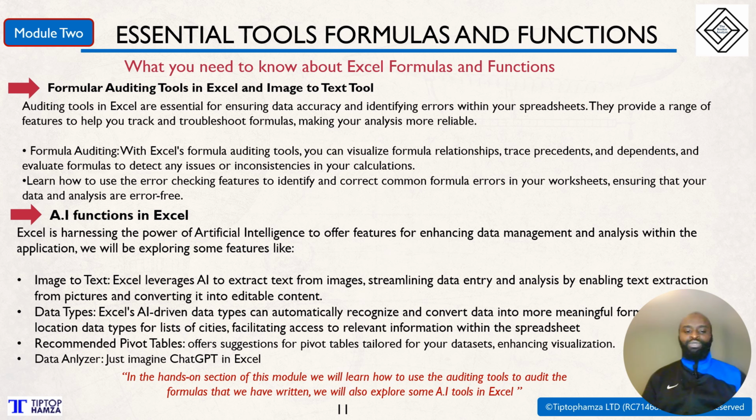So we have data types, which are Excel AI-driven data types that can automatically recognize and convert data into a meaningful form. One of the data types is geographic location, which is used for listing cities and facilitating access to relevant information within the spreadsheet. We have recommended pivot tables, which with two clicks recommend pivot tables for you, tailored for your data set and enhancing your visualizations.